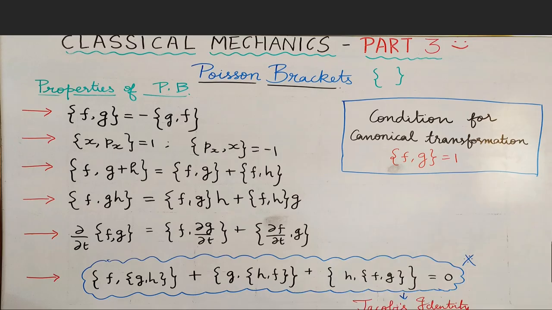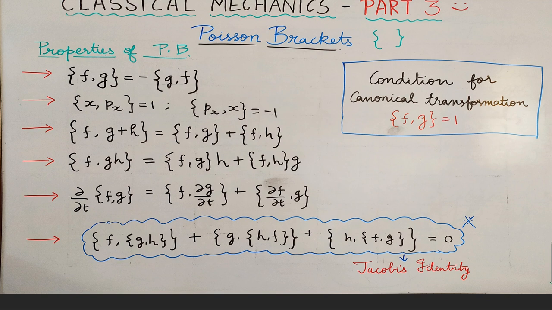So before generating function, these are some of the properties of Poisson bracket that I left in my last video, and please make a note of these. And also, this is the condition for canonical transformation. This one is very important. That is, whenever you take Poisson bracket of two quantities, and if the answer is one, we say that the quantities are canonically transformed. So this is an important formula to know.